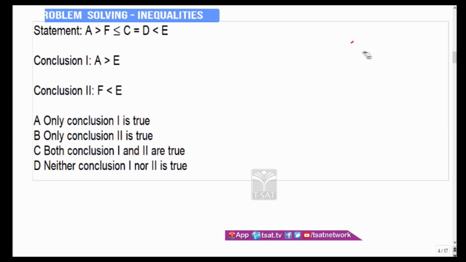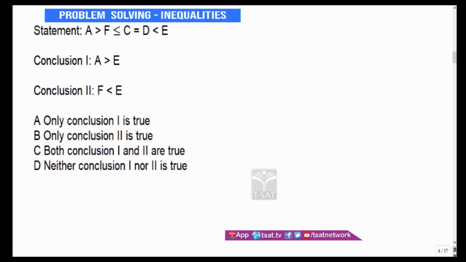So let's see one question and try to derive from this particular statement. In this statement, A is greater than F, F is less than or equal to C, C is equal to D and D is less than E. For example, the conclusion is A is greater than E. So where is A? A is here and E is here. In this case you can say directly this is wrong. How? Here, A is greater than F. Okay, fine. But in the same way you can see F is less than C.